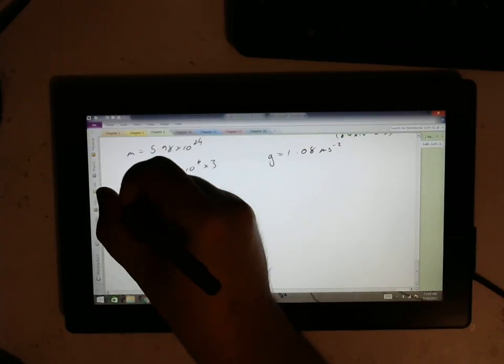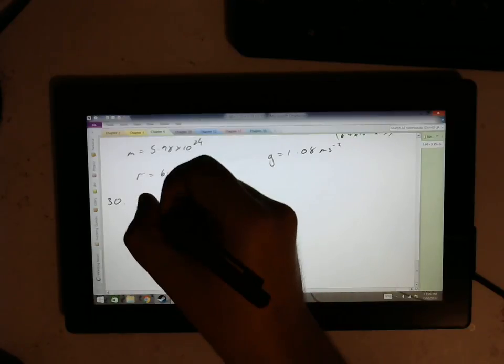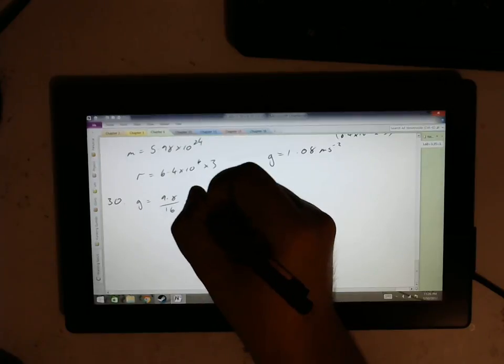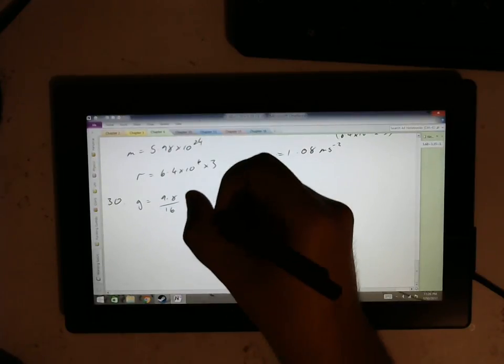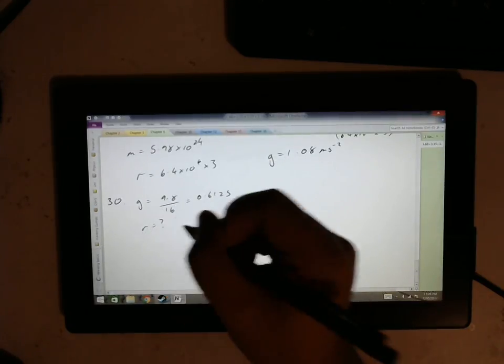Question 30. At what altitude above the Earth's surface must you go for the gravitational field strength to be 1/16th the value on Earth? So what we're looking for here is a G that equals 9.8 divided by 16. 9.8 divided by 16 gives us 0.6125, and we need to find R.